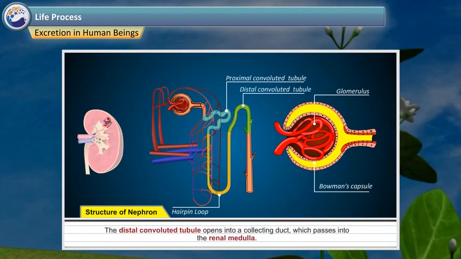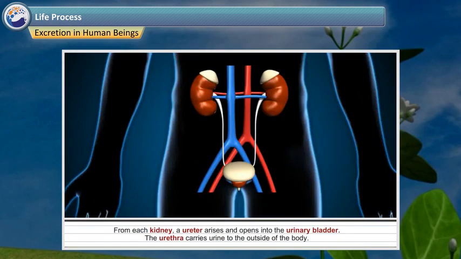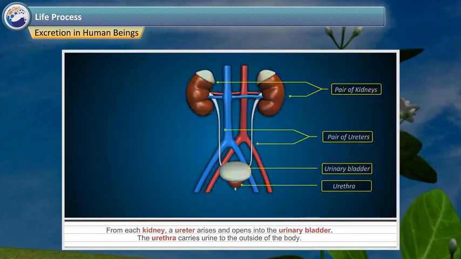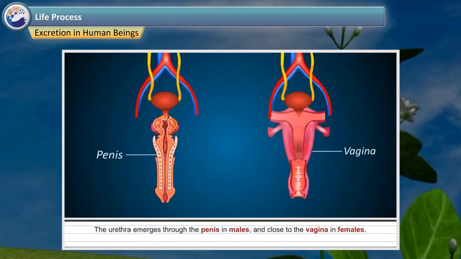The distal convoluted tubule opens into a collecting duct which passes into the renal medulla. From each kidney, a ureter arises and opens into the urinary bladder. The urethra carries urine to the outside of the body. The urethra emerges through the penis in males and close to the vagina in females.